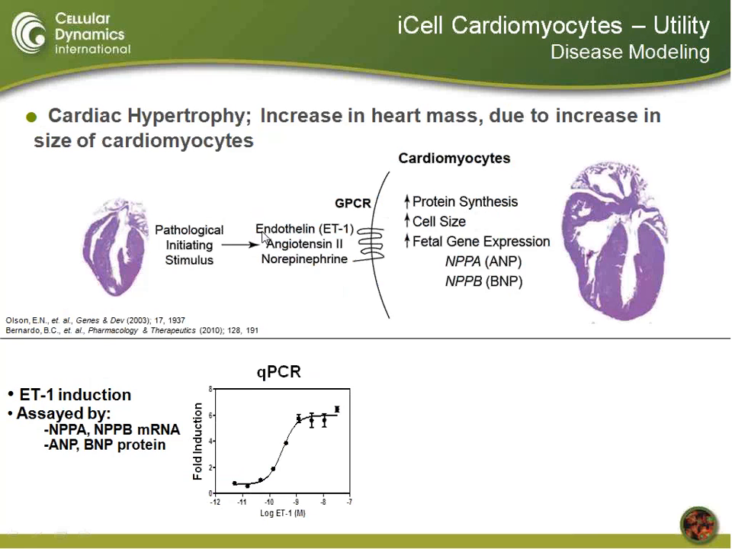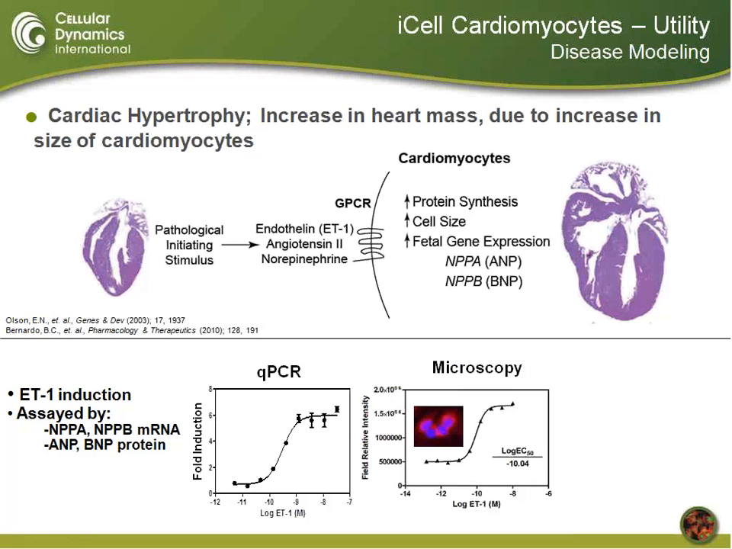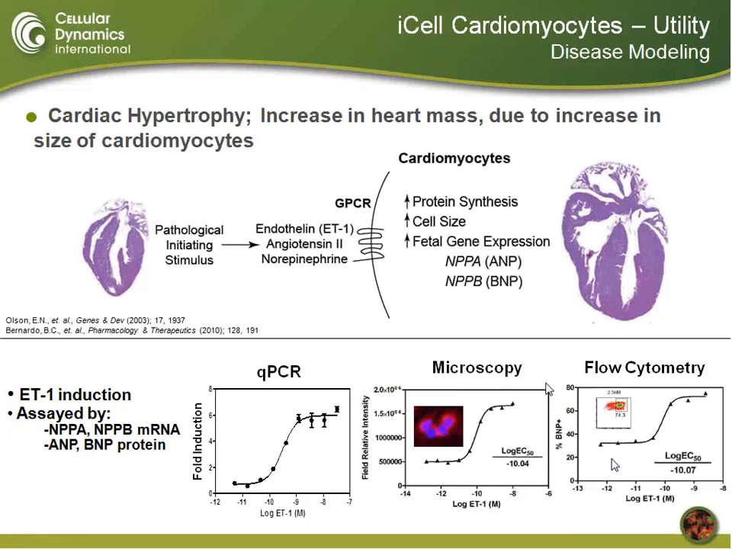For this assay in particular, we stimulated using endothelin-1, and we measured NPPA or ANP and NPPB or BNP as an endpoint. So here on qPCR, you can see we had a nice fold induction with endothelin. Again, with microscopy, we had a nice fold induction. And with flow cytometry, measuring BNP, we had another nice large fold induction. But the key point is, across all these different platforms, you're getting the same EC50. You're getting the same results. So it's really platform agnostic, but you get to investigate a lot of different targets.